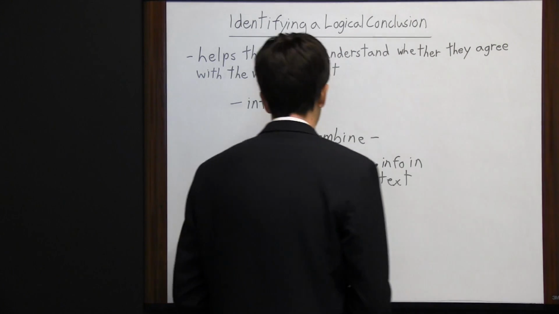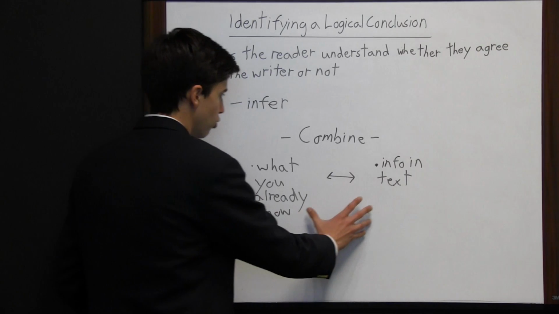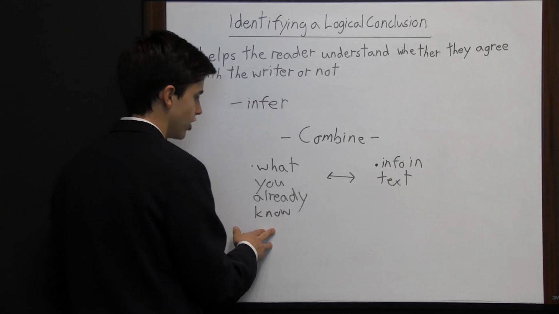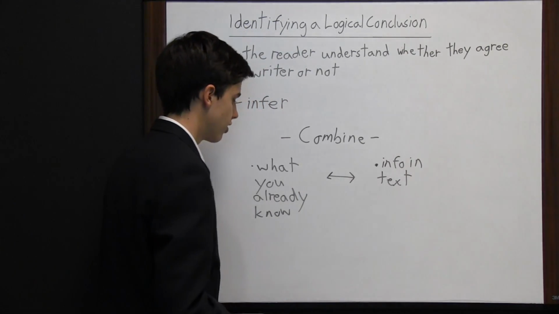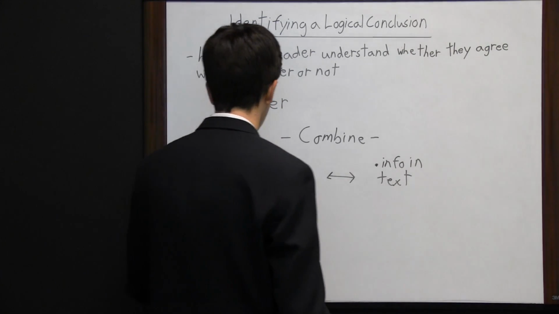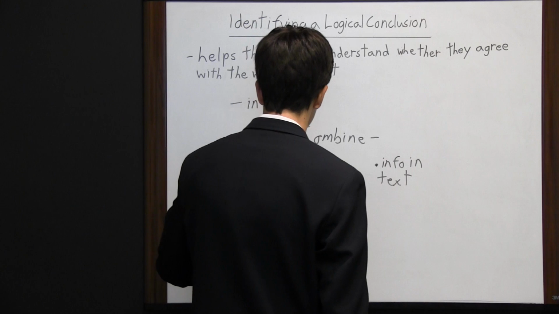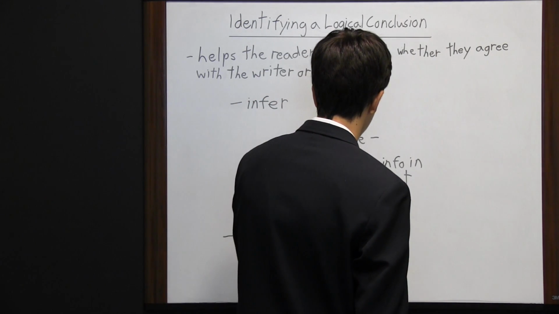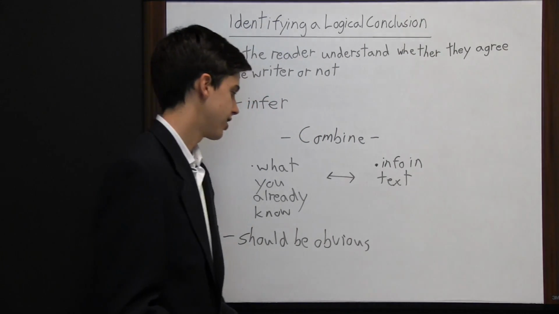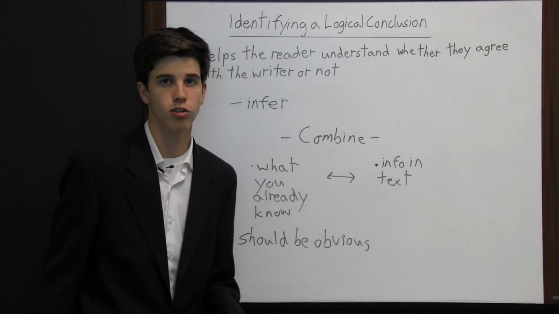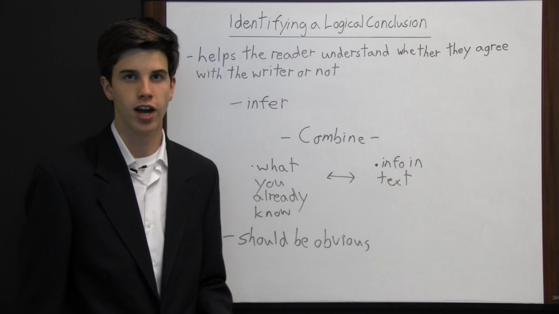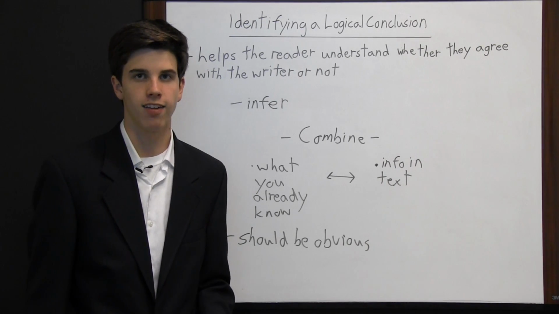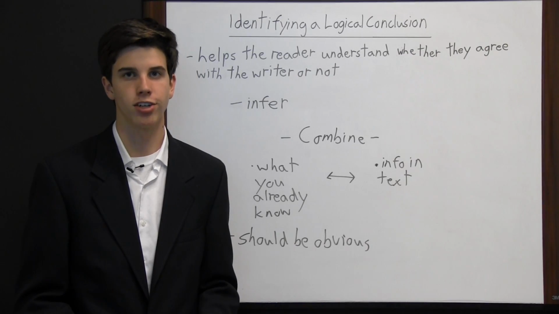So I'm going to draw a double arrow there, because to make an inference, you're pulling these two things together: everything you find in the text and any pre-knowledge you have, and you're pulling that together to draw the conclusion. And generally, a conclusion should be obvious. If a writer does a good job in their writing, then the conclusion should be easily identifiable. Otherwise, you may draw a conclusion that is not the conclusion the writer had in mind. But nevertheless, it's important that you as the reader analyze the writing and identify the logical conclusion.